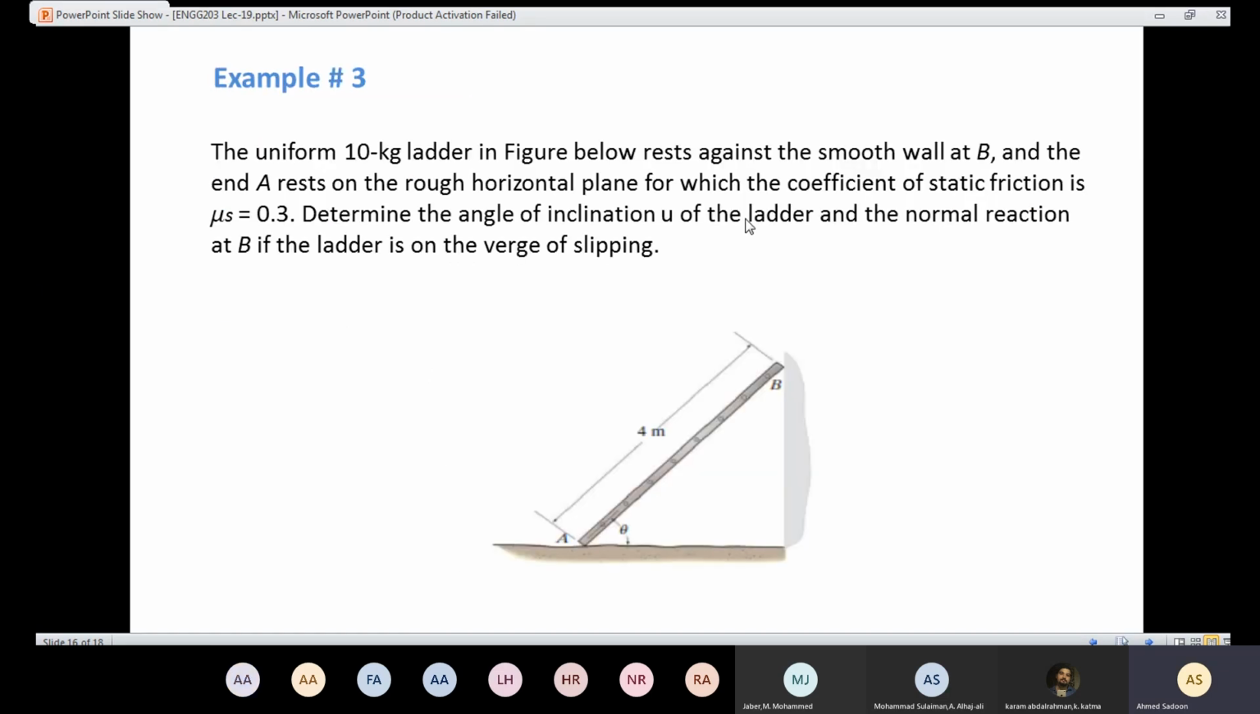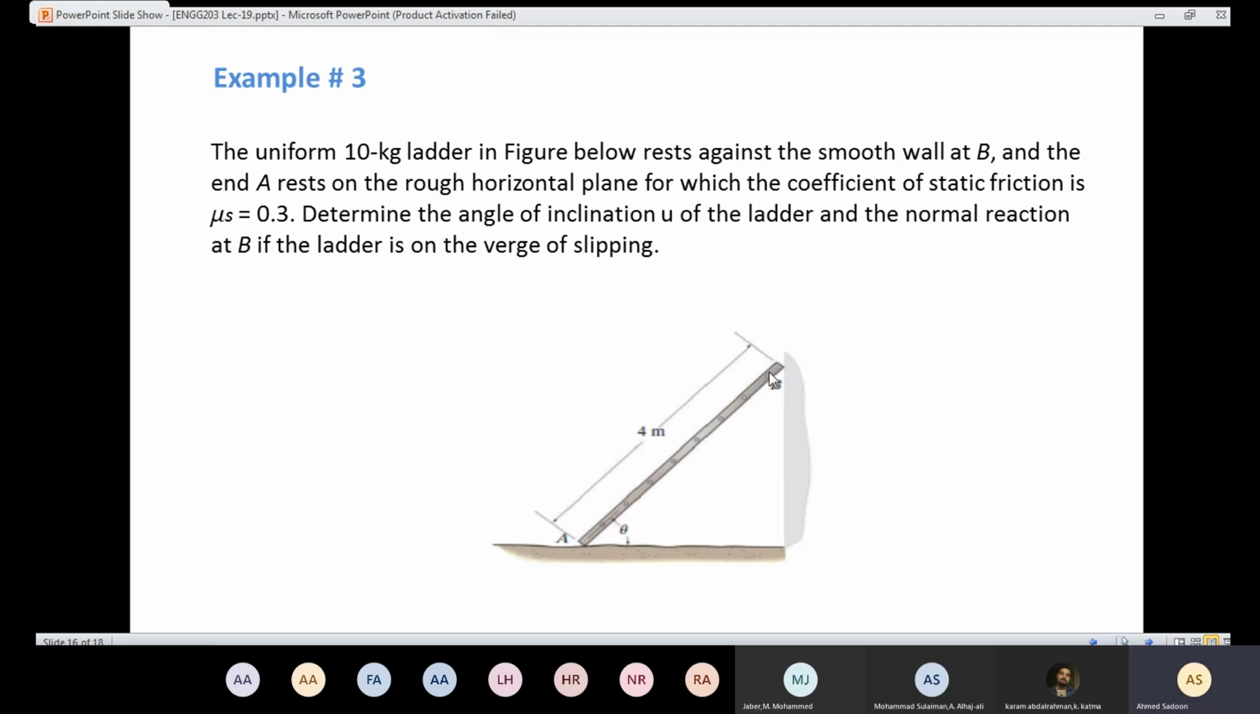Now we are going to solve example 3. So in example 3, we have a ladder from point A to point B, and the mass of that ladder is 10 kilograms. The weight is going to act, like we said, at the center of gravity, which is the middle of the ladder here. And we need to multiply by 9.81 to convert it to a weight. Here we have a mass. And we have a point of contact at B and a point of contact at A.